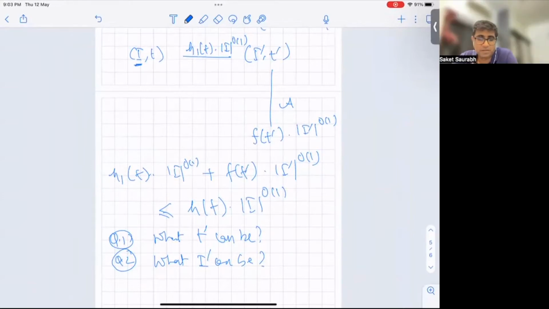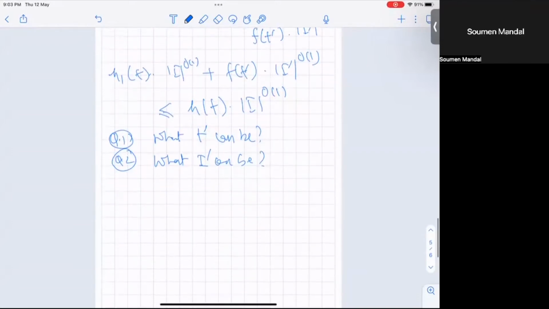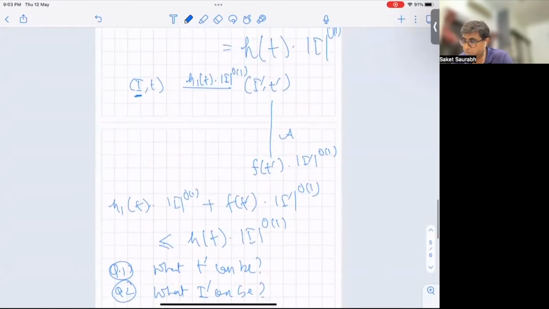How many of you agree with her assertion? I prime can also be some FPT, some F of T, G of T also. Okay, so what he says is, for example, why can't I prime be say 2 power T times I? What will happen then? What's wrong in it?